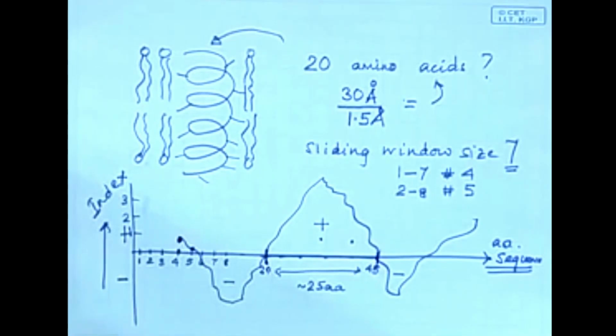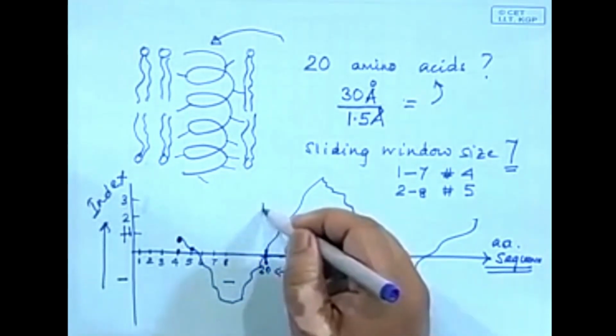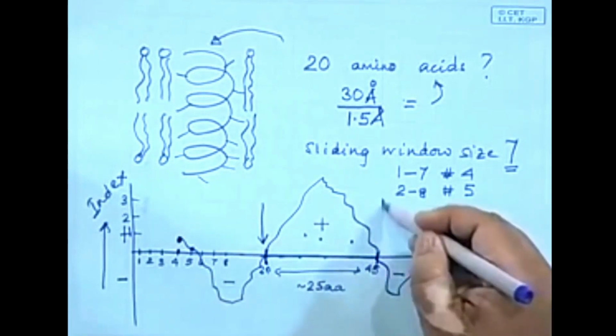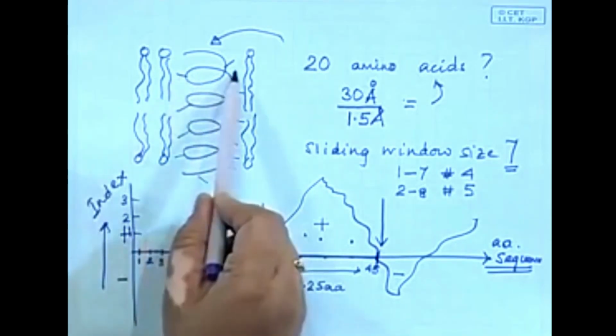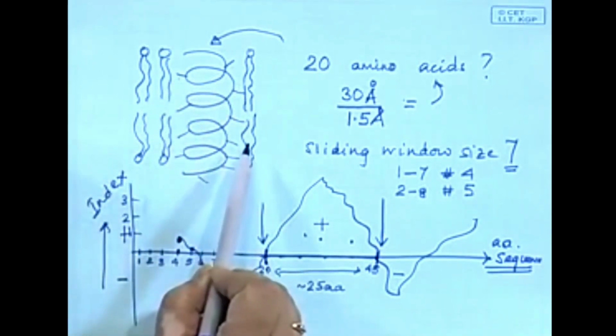What can I say about it? I can say that this part forms the helix. I can very safely say that it is this part that is forming the helix of my membrane protein. Why? Because this part is hydrophobic in nature, and I know that if I have a single transmembrane helix, all of the residues have to interact with the lipid bilayer, which is hydrophobic in nature.